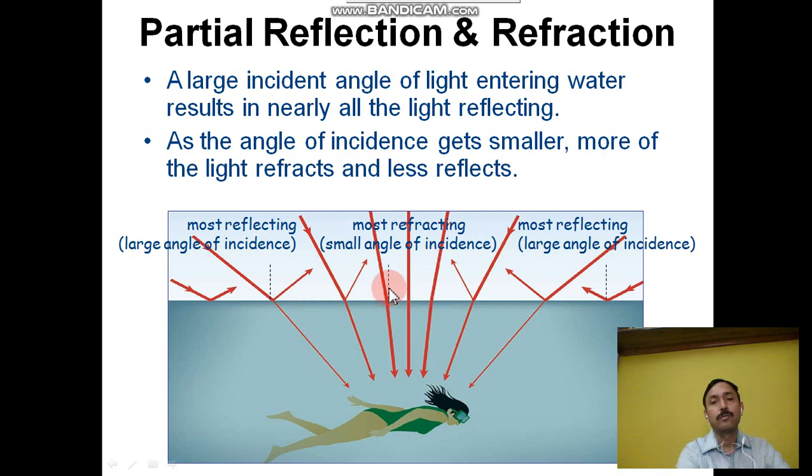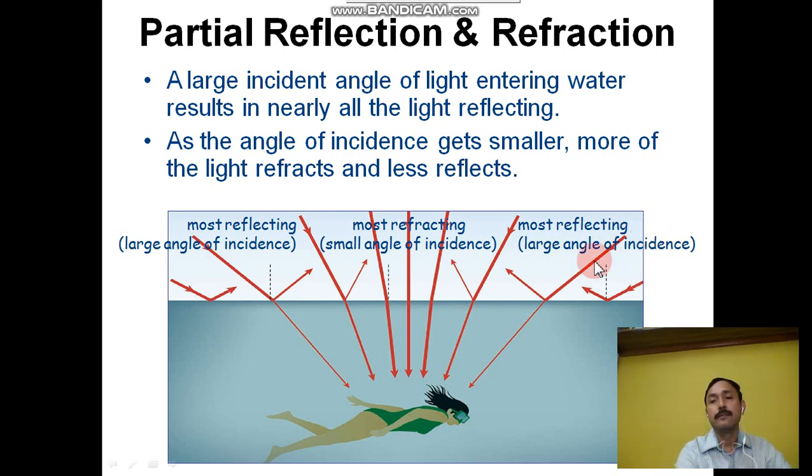As we come close, this one is refracting and reflection becomes less. Here there is no reflection. It is passing along the normal. Again, the direction is changing. So it is most reflecting at a large angle of incidence, when the reflection will be maximum. It is most refracting at a small angle of incidence, when the angle of incidence is very small.